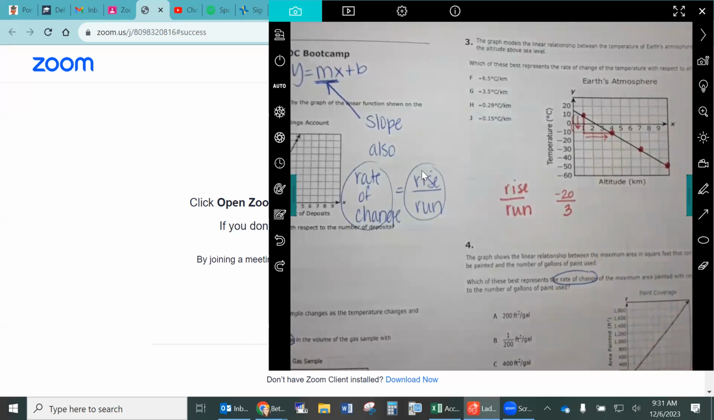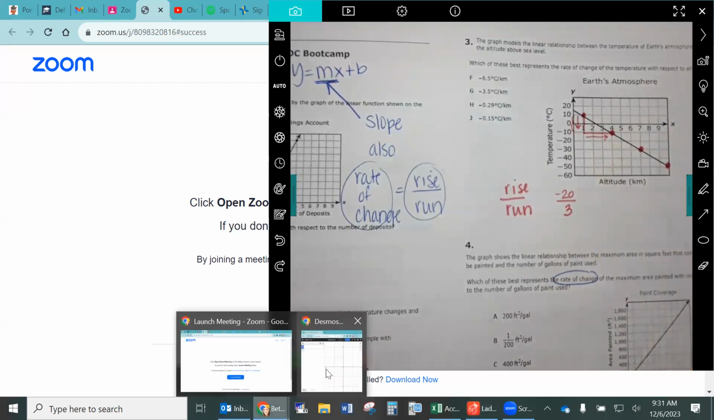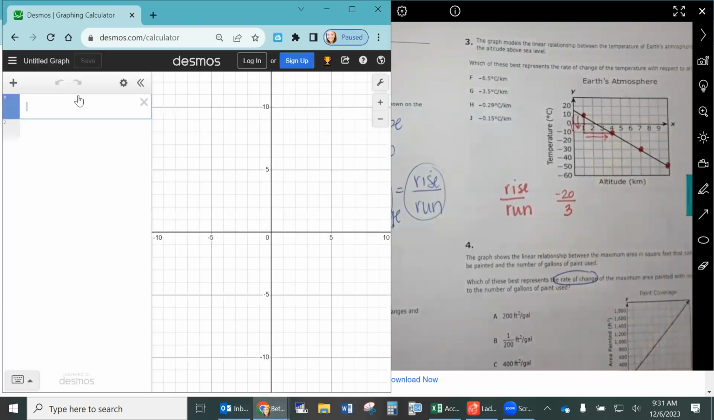Then from there, you should have your Desmos up, just like we've been doing pretty much all week. I'm going to come over to my Desmos and put negative 20 over 3. I see negative 6.66666, and negative 6.5 is the closest match. So that's going to be F.